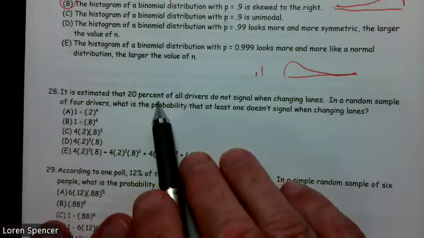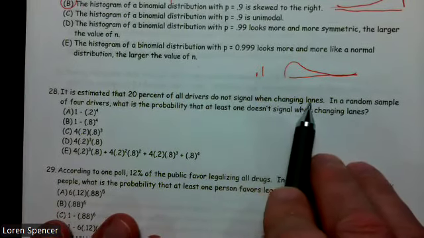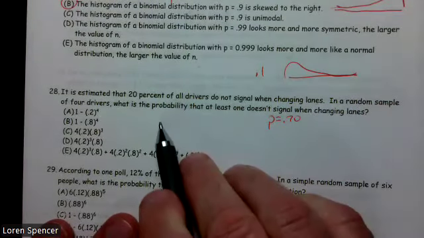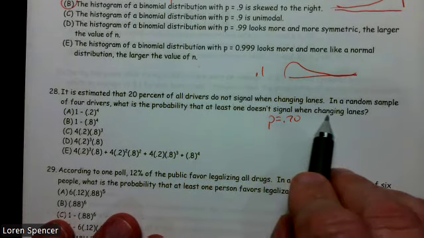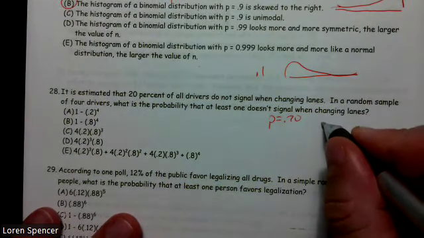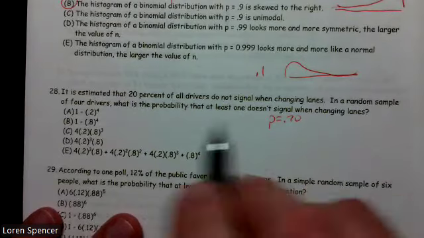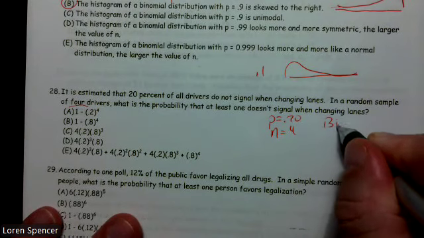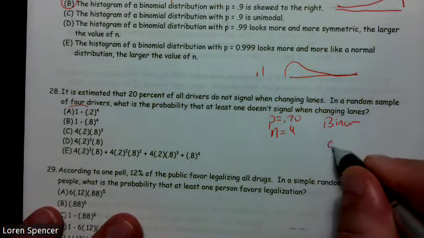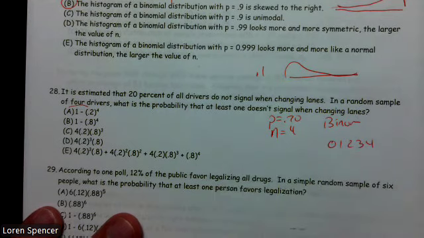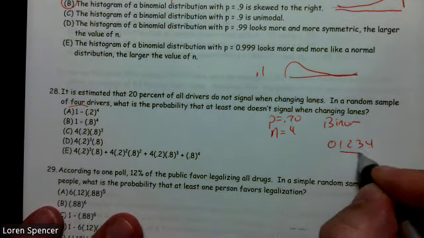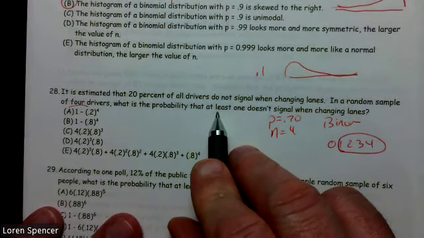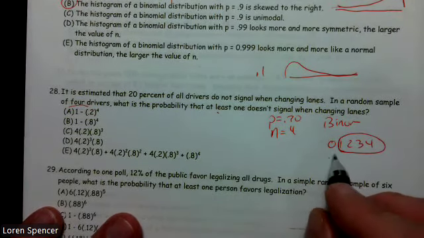28. It's estimated that 20% of all drivers do not signal when they're changing lanes. P equals 0.20. What's the probability that at least one does not signal when changing lanes? So we have a group of 4. All right, so n is 4. This tells me because I have a group, this is a binomial. So I have 0, 1, 2, 3, 4. And in this case, at least one. Please remember, anytime you have at least, it may be a 1 minus situation. So we're doing 1 minus the probability of 0.